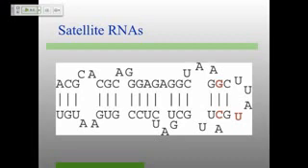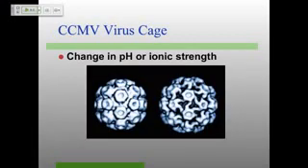Again, very open question about how these things are actually functioning here. So lots of questions that people are still trying to answer. So I want to talk a little bit about CCMV, cowpea chlorotic mosaic virus, because this virus is, like a lot of these virions, very, very stable.